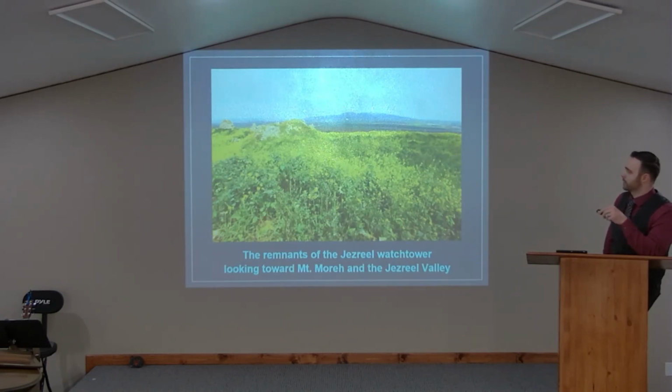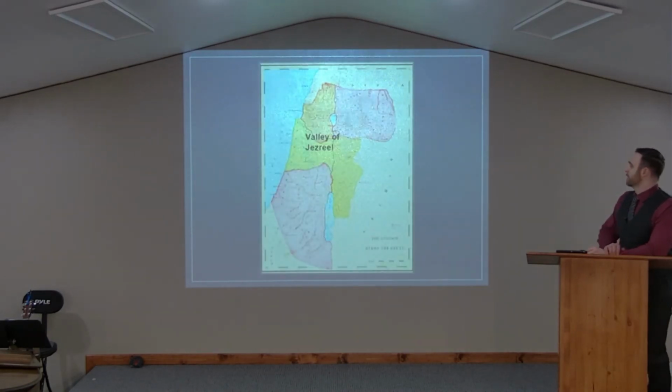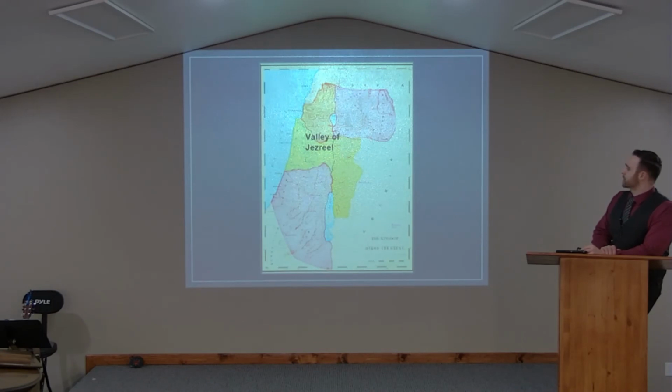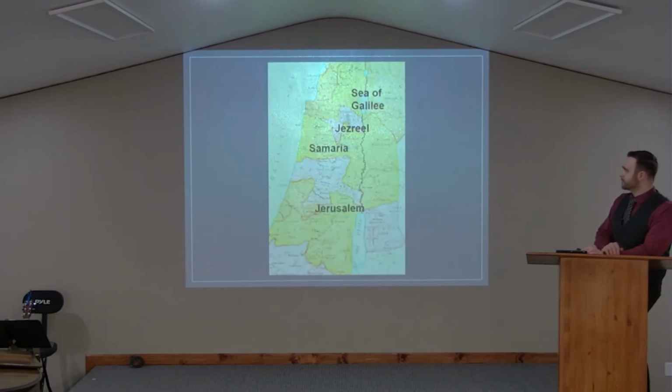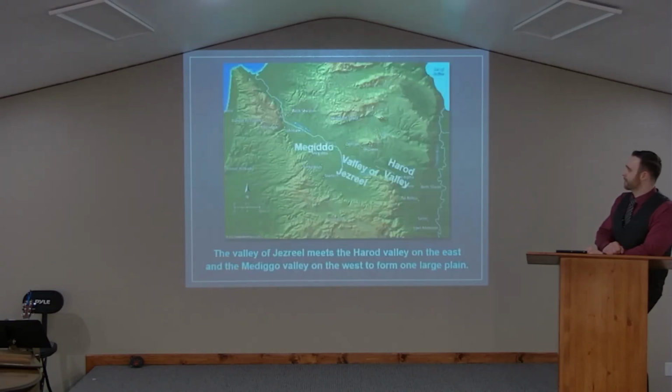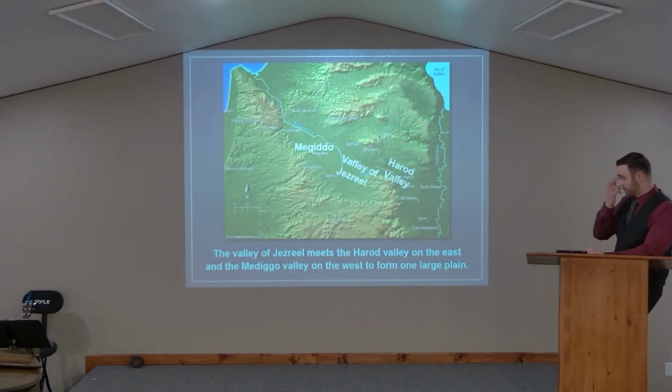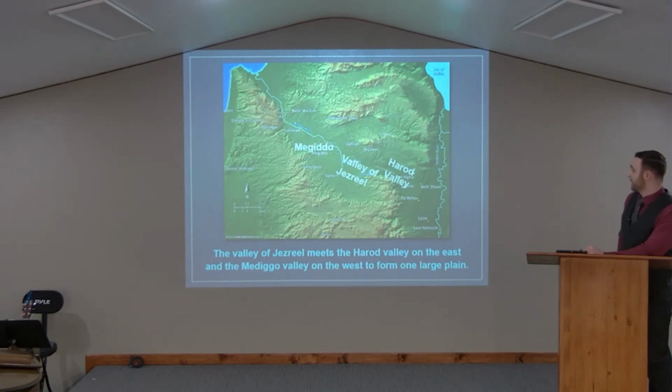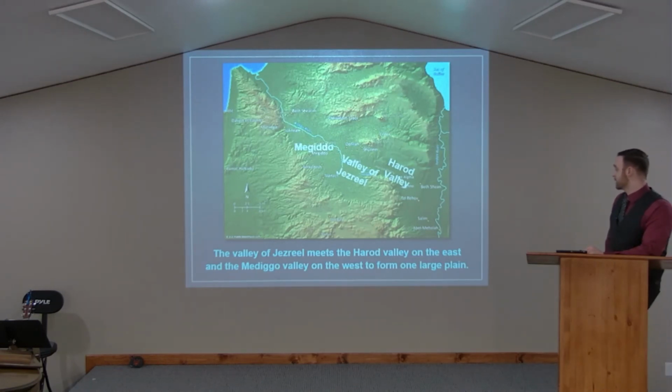That's it right there. The valley is approximately right there. Remember, Nazareth is about right there. Here's the Sea of Galilee. So we have the sea here, Jezreel, Samaria, and down here is Jerusalem. Now the valley of Jezreel meets up with the Harod Valley to the east and the Megiddo Valley on the west to form one huge open area right there in the middle.